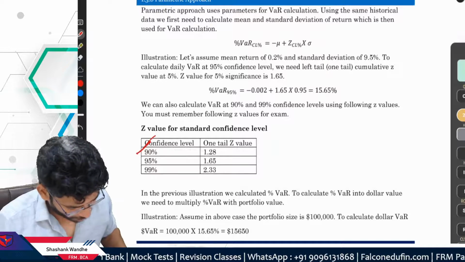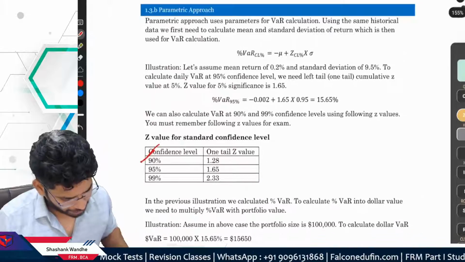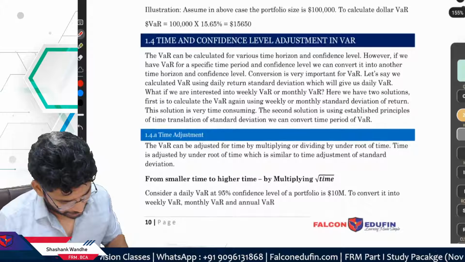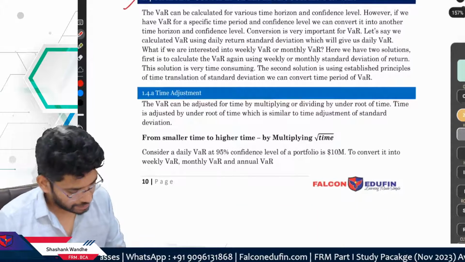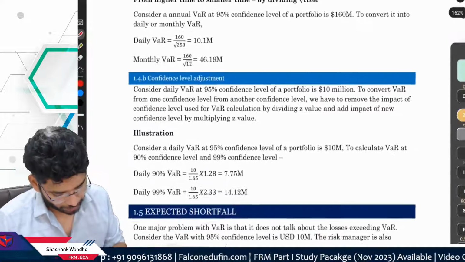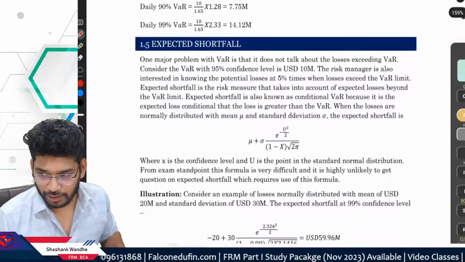These are the Z values you have to remember. Then we have the parametric approach, and this is the formula. So Z into sigma. And then we have the time and the confidence level adjustment for the VaR. So first is the time adjustment. Then we have the confidence adjustment. You have to remember and read it once.